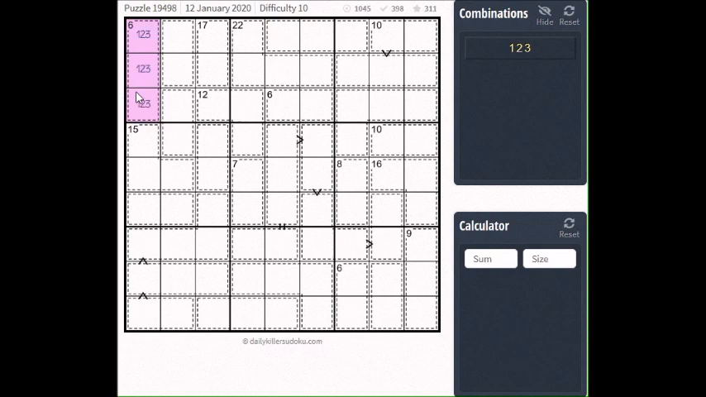Note that this is 1, 2, 3. Here we have 8, 9, and the remaining are 4, 5, 6, 7. This leads us to exclude the 9 and 8 from the 12 because it must include 4, 5, 6, or 7.